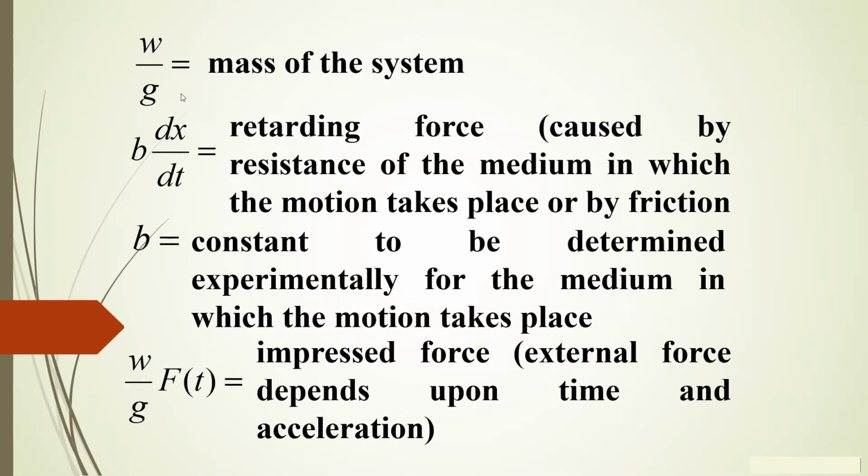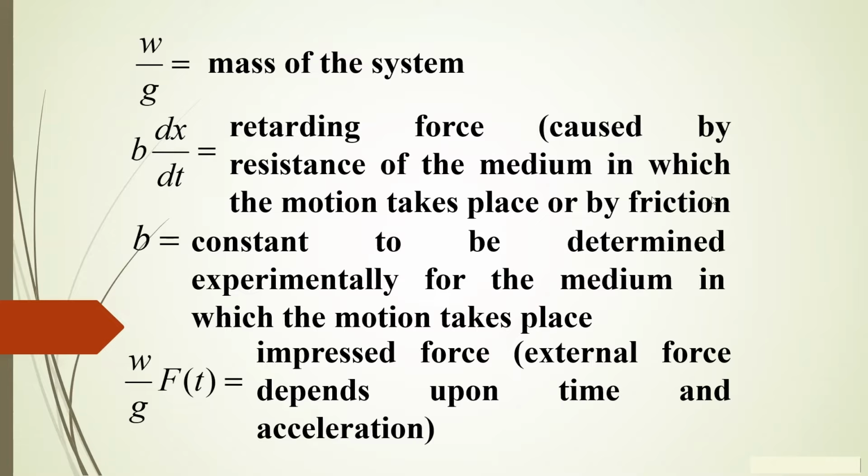So let's go to this. If you want to solve for the mass of the body or mass of the system, you would take the weight and then divide it by the acceleration due to gravity. Now, I want you to take note of these two. Kasi this might be a new term for you. dx over dt, you know that this is velocity. So the velocity multiplied by b, this is what you call the retarding force, or basically the force caused by resistance of the medium in which the motion takes place, or basically by friction.